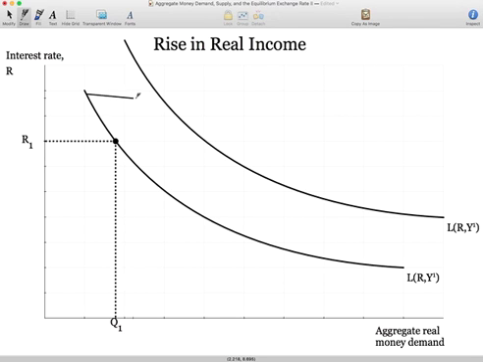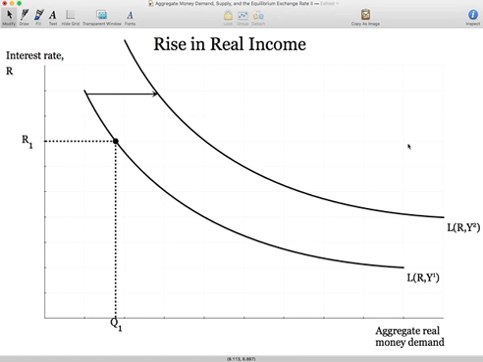So let me draw that in there for you. Let me put that there. So a rise in real income causes the aggregate demand curve to shift to the right. And let me change this to signify that this is the second aggregate demand curve and that it is shifted due to the fact that income has increased.